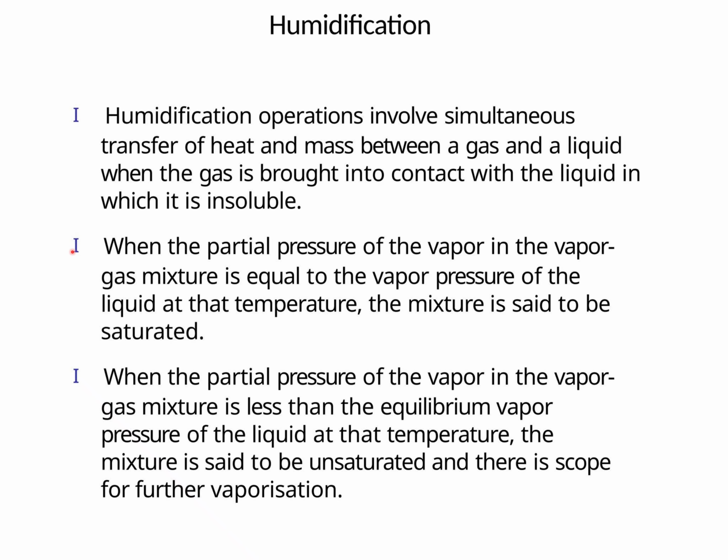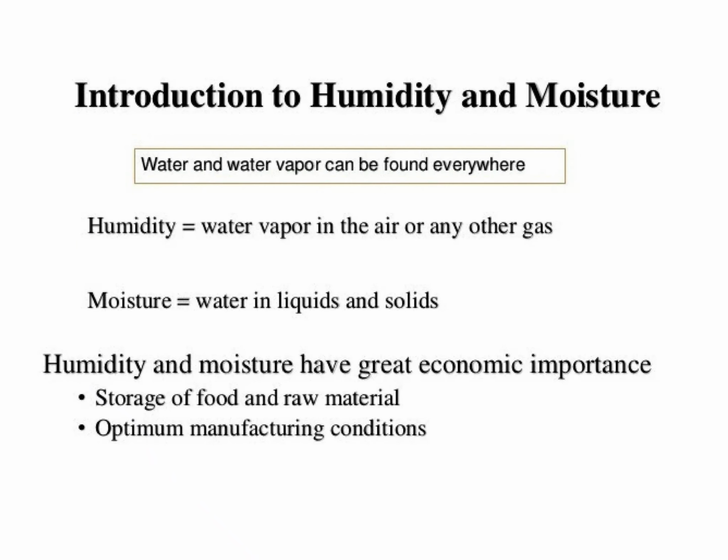So whenever moisture is evaporating from the water surface, at some point the vapor pressure of the vapor in the mixture becomes equal. When the partial pressure of the vapor in the vapor-gas mixture is less than the equilibrium vapor pressure of the liquid at the temperature, the mixture is said to be unsaturated. We already know this, and there is scope for further vaporization. Humidity is the water vapor in the air, and moisture is the water in liquids and solids. Humidity and moisture have great economic importance: storage of food and raw materials, and optimum manufacturing conditions.